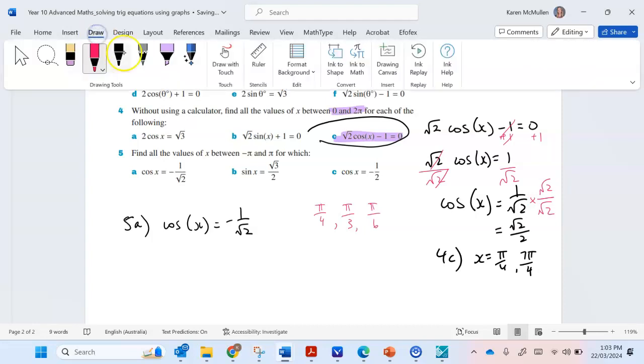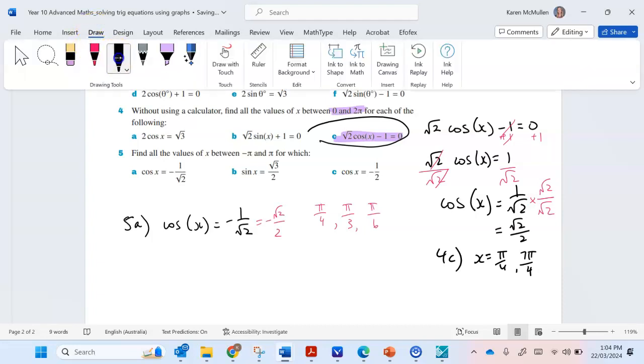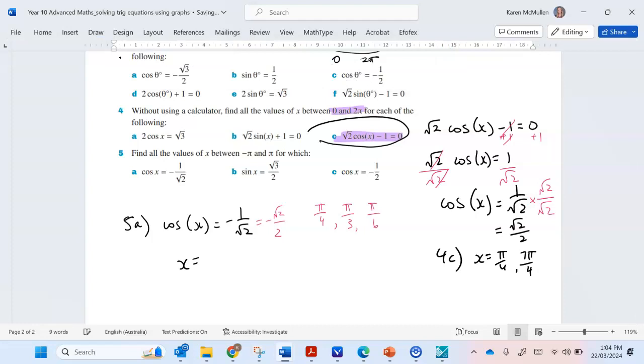So I purposely chose this one because I know what 1 on root 2 is. Remember, that is the same as negative root 2 on 2. So if we were to solve that, we would get x is equal to pi on 4. All right, so that's our reference angle. Now, with my unit circle, all right, so once we've got our reference angle, it doesn't matter whether it's negative or positive just for the time being.